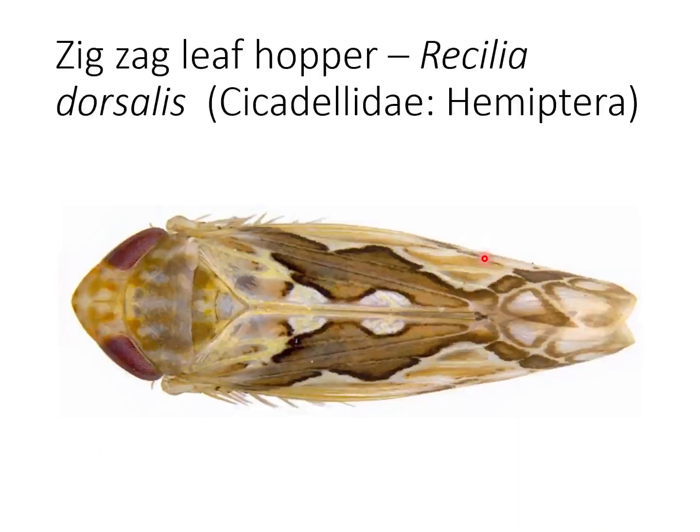Next one is zigzag leaf hopper. It's a leaf hopper, so it belongs to the family Cicadellidae of Hemiptera. The scientific name is Recilia dorsalis. You can see the zigzag pattern on the wing. This zigzag brown pattern on the wing.